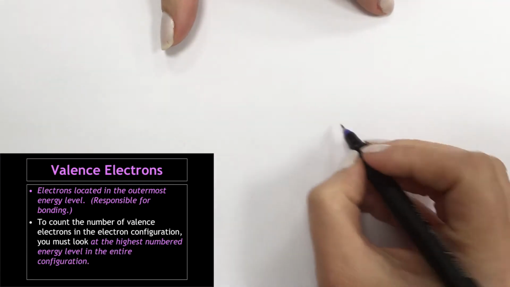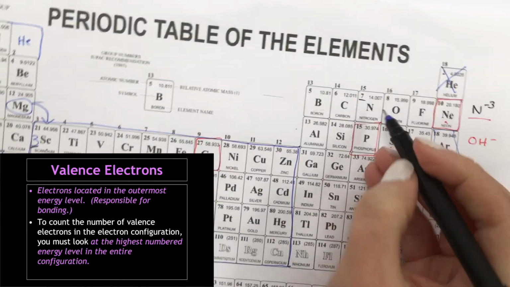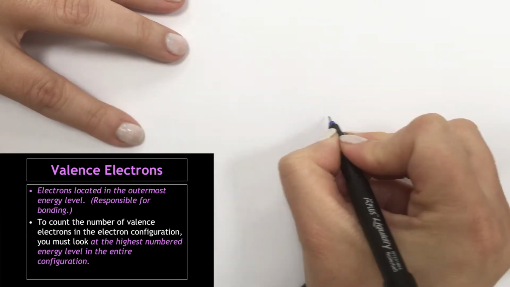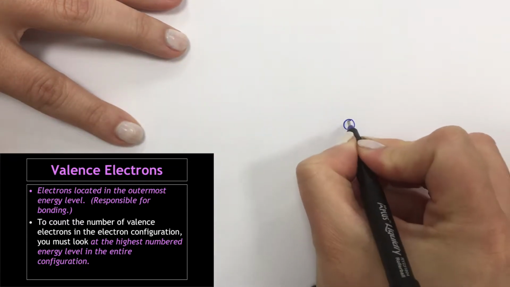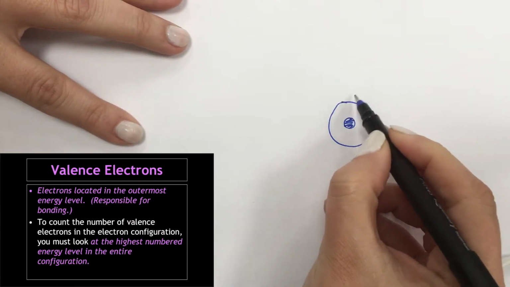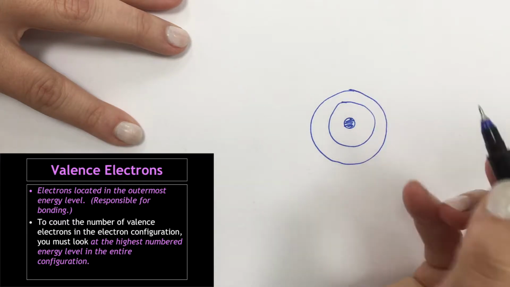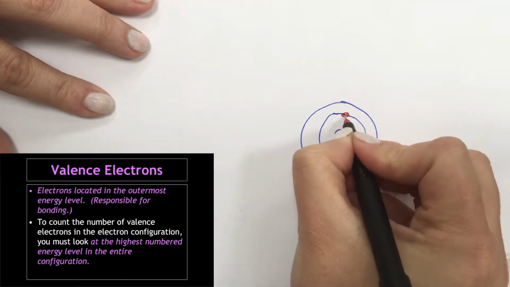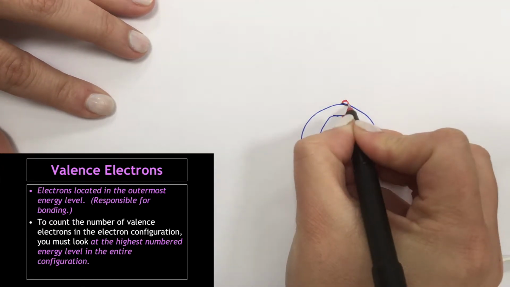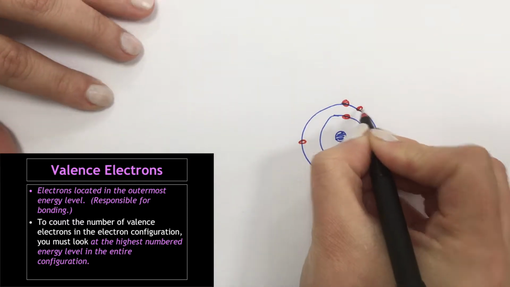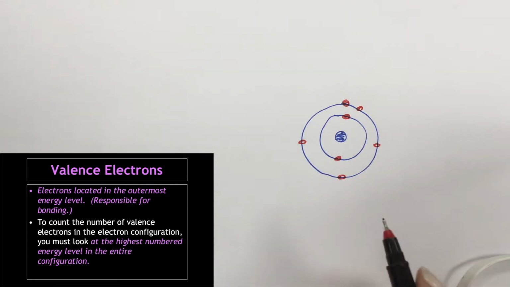let's just draw a Bohr-Rutherford model, okay? We have nitrogen. Let's draw nitrogen, okay? Nitrogen has a nucleus, and then it's in the second period, so it has 2 energy levels. It has 7 electrons if it's neutral, okay? So if it's neutral, it has 1, 2, 3, 4, 5, 6, 7. So 7 electrons if it's neutral.